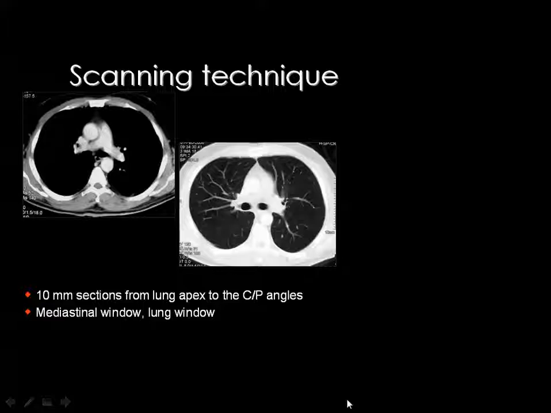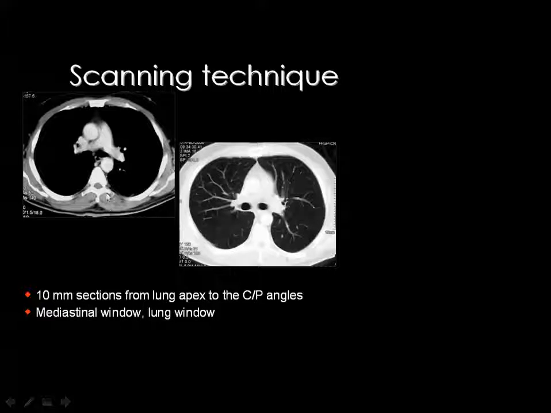Then the machine will take a section and move the bed 1 centimeter, then take another section, and so on. And whenever you see the section on the keyboard or on the screen, you should have this appearance and this appearance for every slice. What is this appearance? This is known as the mediastinal window, and there is a button on the keyboard demarcated or signed as the mediastinal window, and another button which is specific for the lung window.